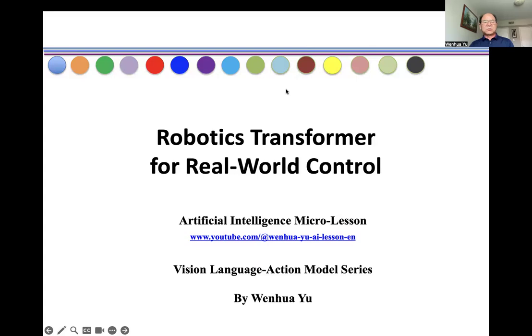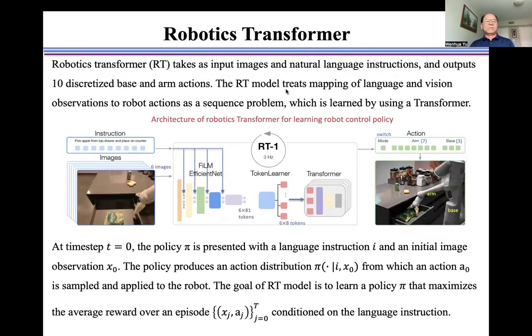In this video, I introduce a robotics transformer for real-world control. Robotics Transformer takes as input images and natural language instructions and outputs 11 discretized base and arm actions. The RT model treats the mapping of language and vision observations to robot actions as a sequence problem, which is learned by using a transformer.